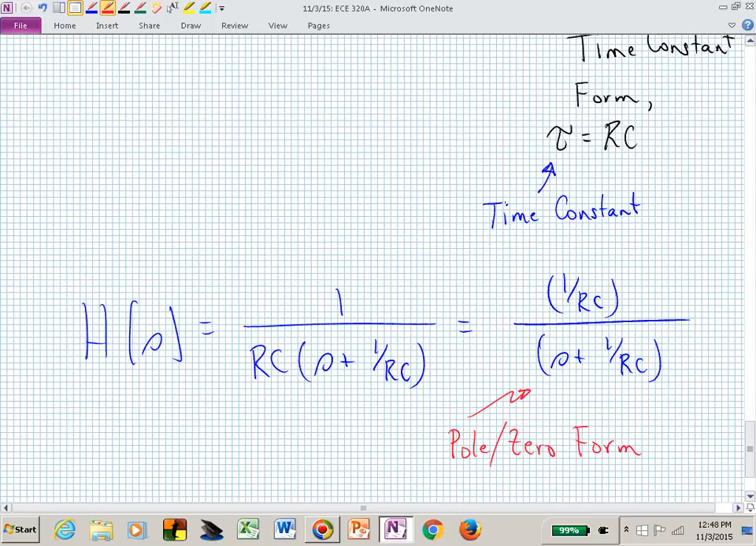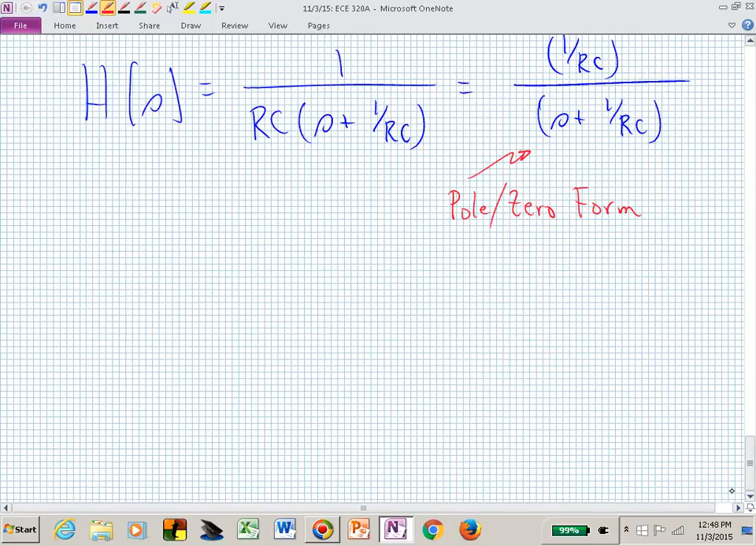Is there an infinite zero? Yes, if you let s go to infinity, h of s would go to 0. So you do have one zero at infinity. If somebody starts talking about infinite zeros, you have a clue as to what they're talking about. Where's your pole? At minus 1 over RC.